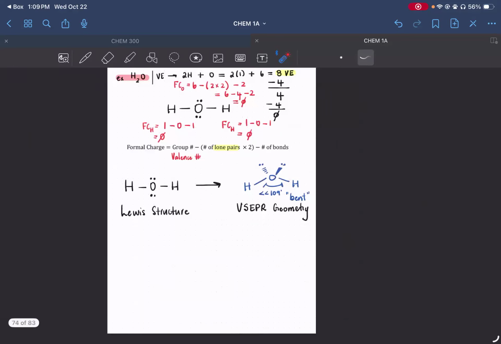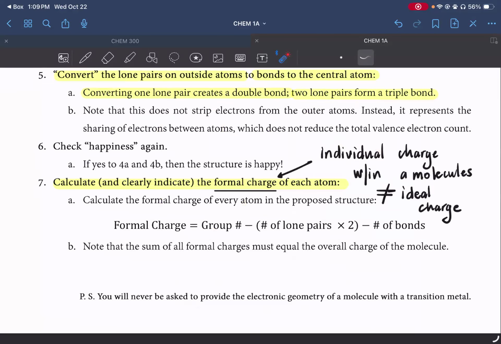Let me find it for you. P.S. You will never be asked to provide the electronic geometry of a molecule with a transition metal. Remember, transition metals are variable, so we don't know how many valence electrons it has.